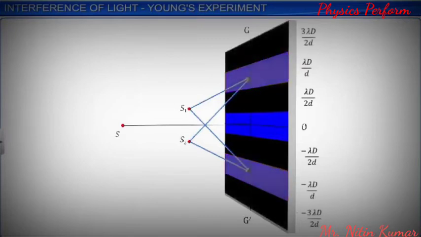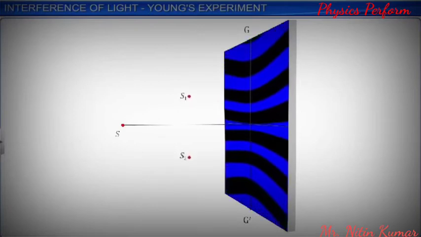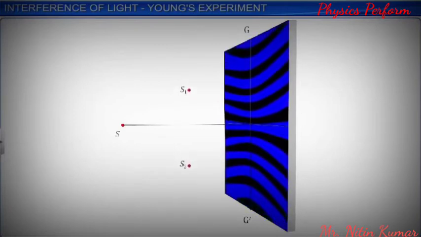Note that a particular fringe corresponds to the locus of points with a constant path difference of S2P minus S1P. The locus of such points represents a hyperbola. In fact, the fringe pattern is strictly a hyperbola. But for a large distance D, the fringes will be very nearly straight lines.